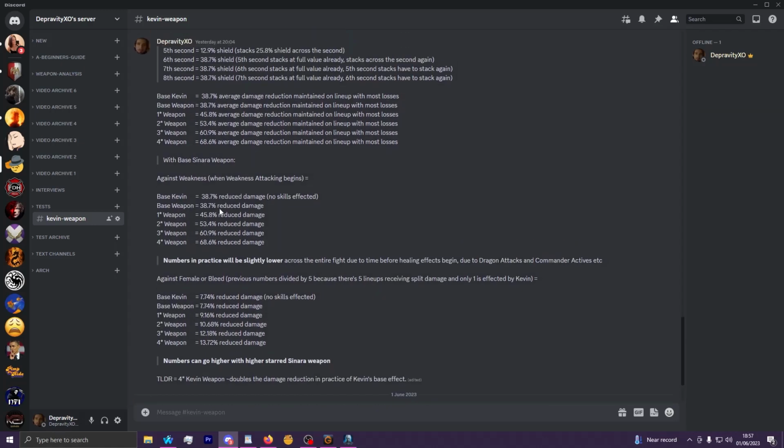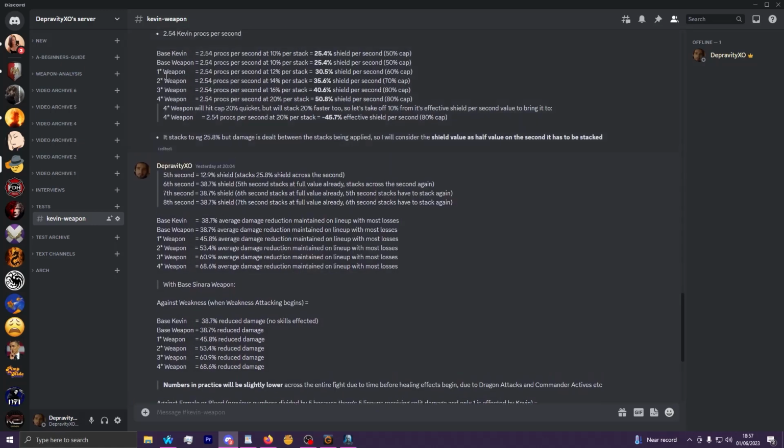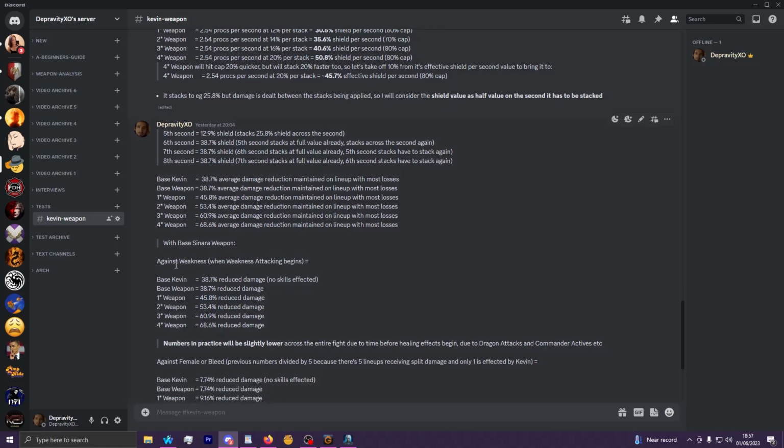And then if we use that to map out these extra Kevin weapon levels as well. So these numbers here are effectively just 1.5 times these ones up here. These are the numbers you're going to have effectively against weakness when weakness attacks start, at least. In practice, it will be slightly lower because, of course, they have their dragon attacking, they have their commander actives, they have their attacks before the healing actually starts and whatnot. I think the easiest way to visualize it is what are you getting against those weakness attacks?